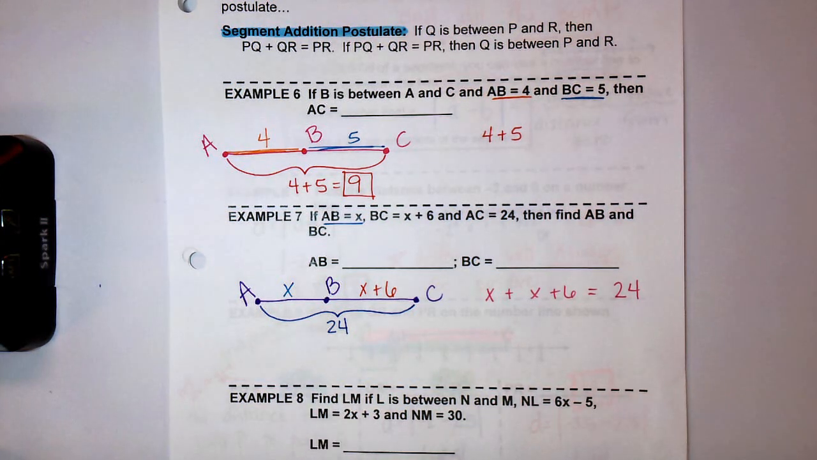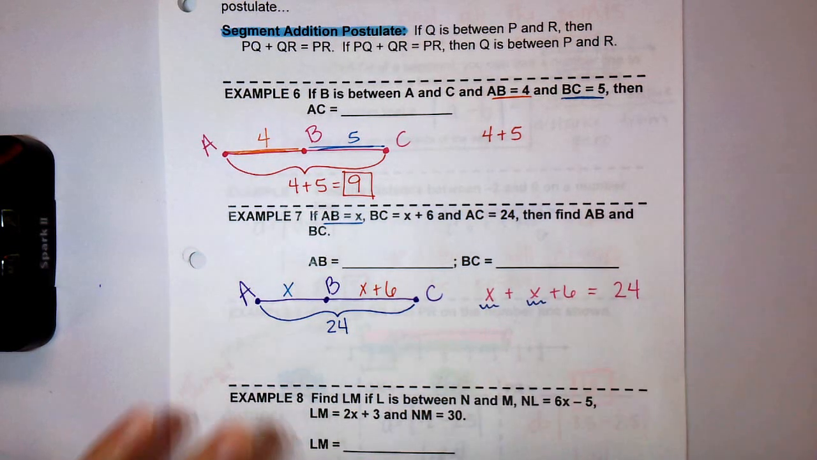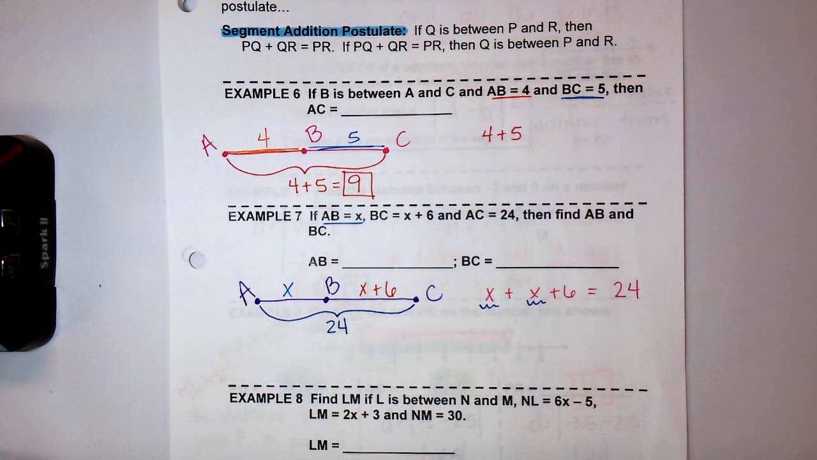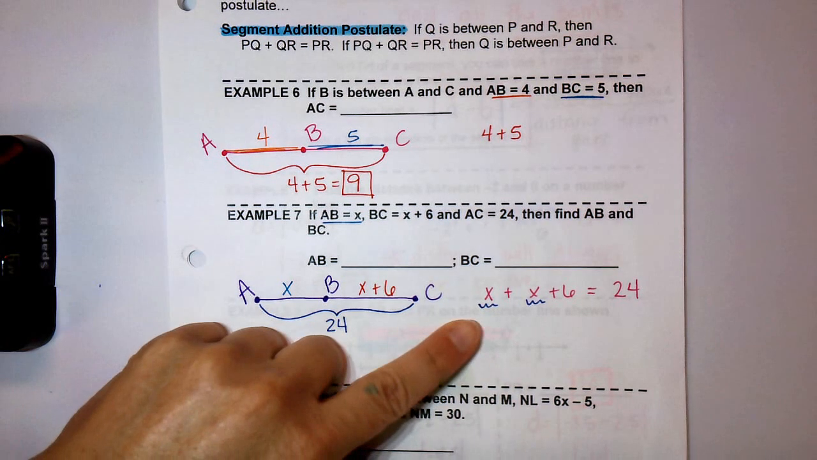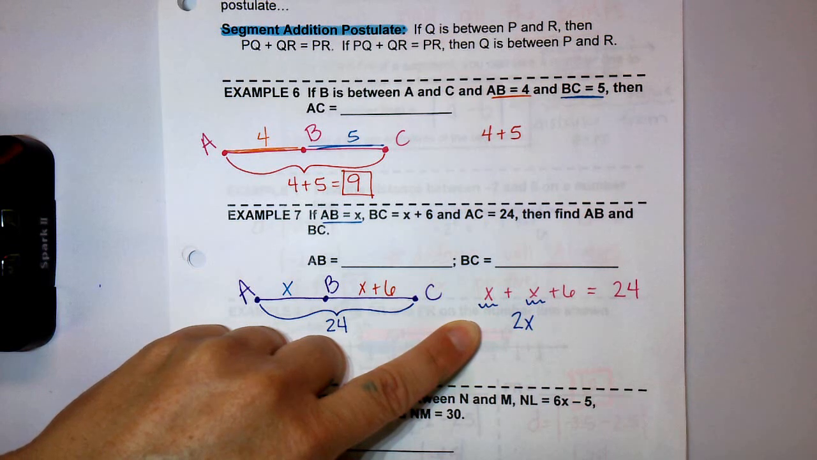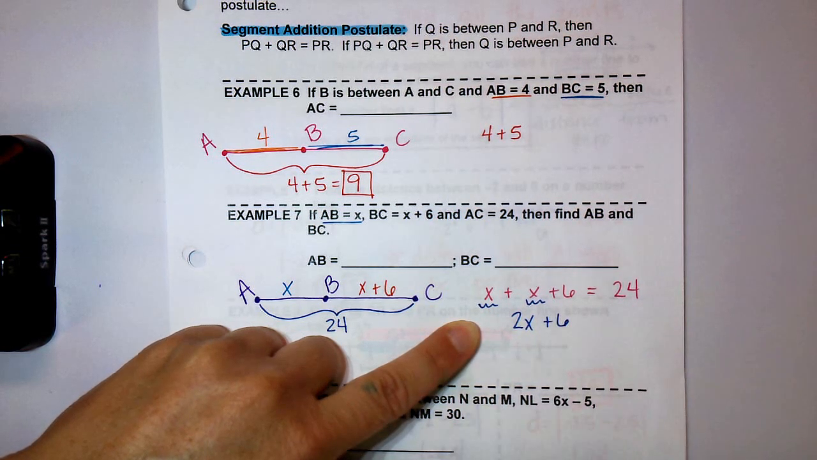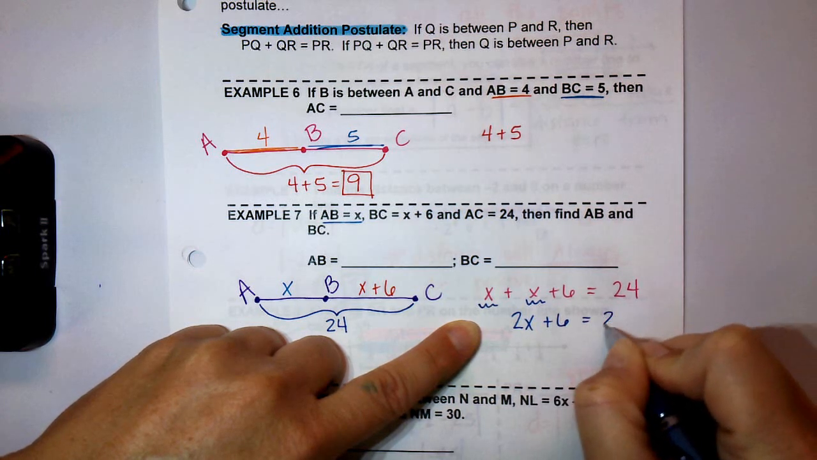Isn't that the same setup I just had? It's just a little longer. I still took the first piece plus the second piece, and then it equals the whole piece. Now, how do you solve equations? They're doing this right now in algebra. When they look the same, what can I do? Combine like terms, yes. So X plus X is 2X. We're adding. I'm going to bring down that plus 6 because I'm not using it. And then I have equals 24.